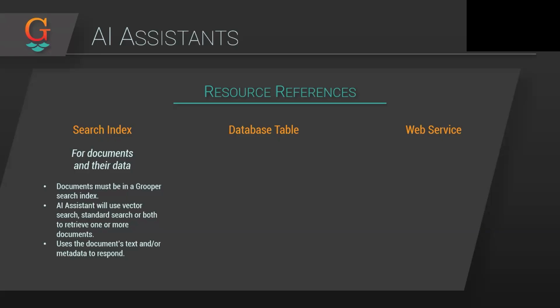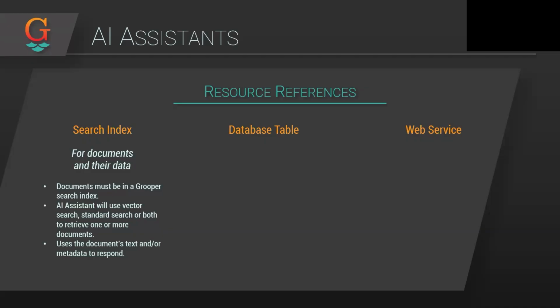So if you're familiar with Grooper 2024, we added the Grooper search page and a way to index documents so that you could find them in the Grooper search page. You can use the same index to create an AI assistant and use those documents in that index as a knowledge resource. The really cool thing about these search indexes is the AI assistant can actually do a vector search as well as a standard search.